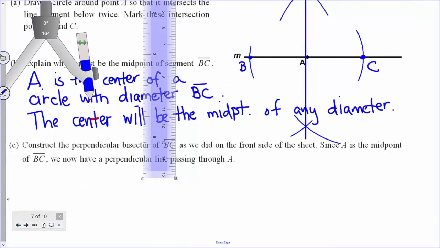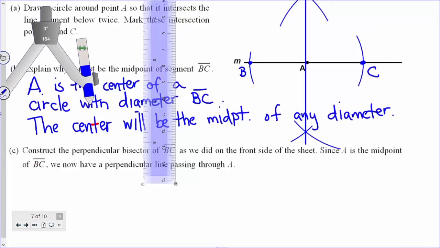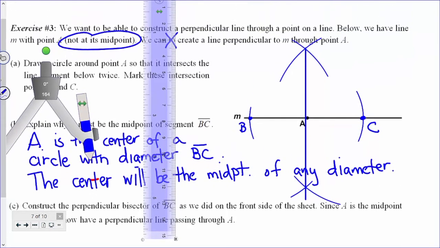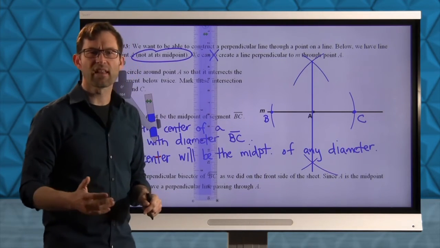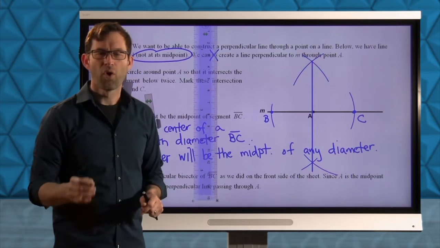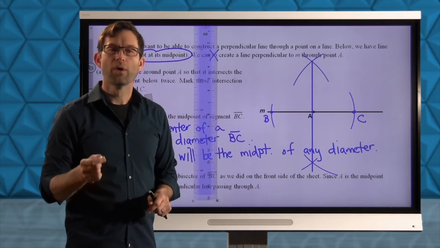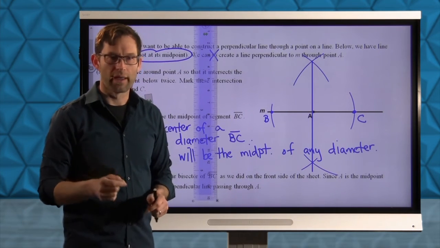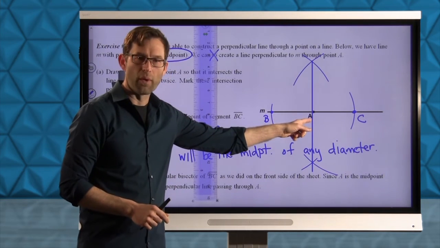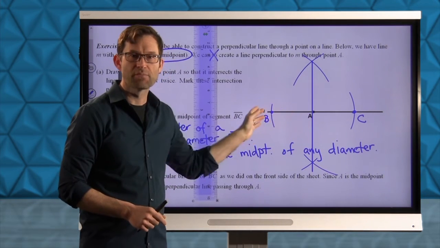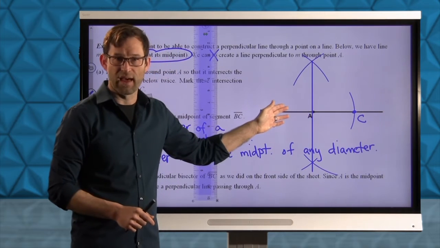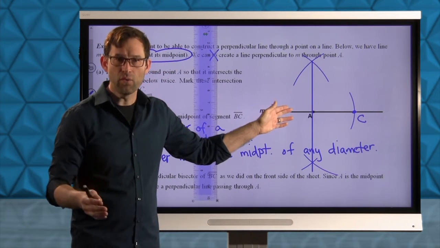Since A is the midpoint of BC, we now have a perpendicular line passing through A. Wait a second, that was exactly what I was just trying to do. The whole purpose of this construction was to create a perpendicular line that passes through a point and is perpendicular to the line containing that point. Now, how did I do that?